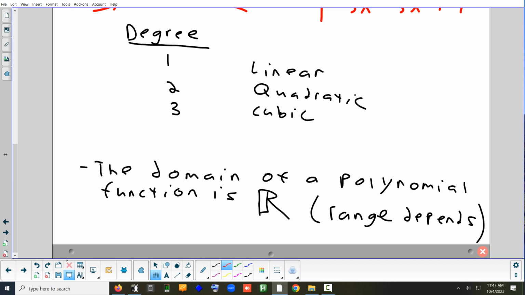So that's the easiest question I could ask you about a domain question. What is the domain of a polynomial? It's always all real numbers. Now the range depends. If you think of a parabola, does a parabola go up and down forever?